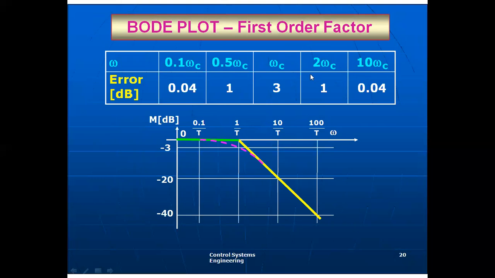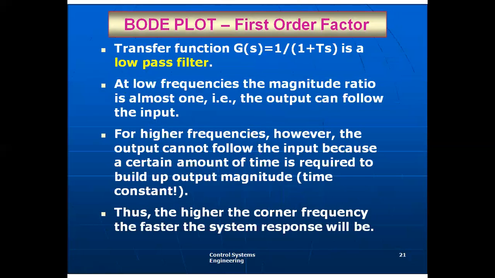So this is for the different frequency ranges. What would be the error in decibel, starting from 0.1 by T to 10 by T? You can see the error is maximum at 1 by T, which is minus 3 decibel.